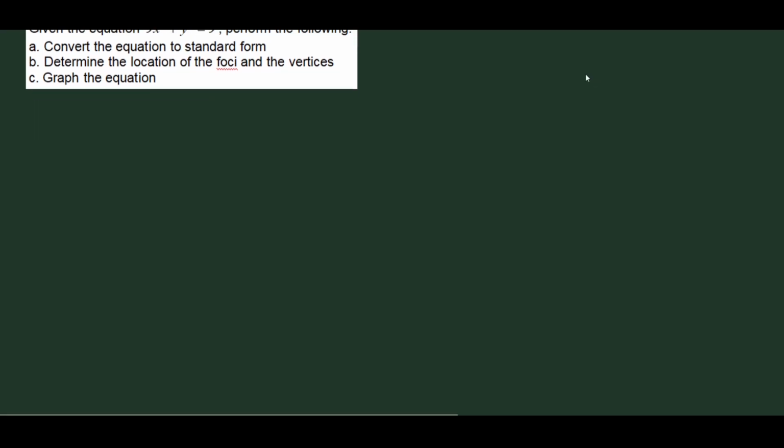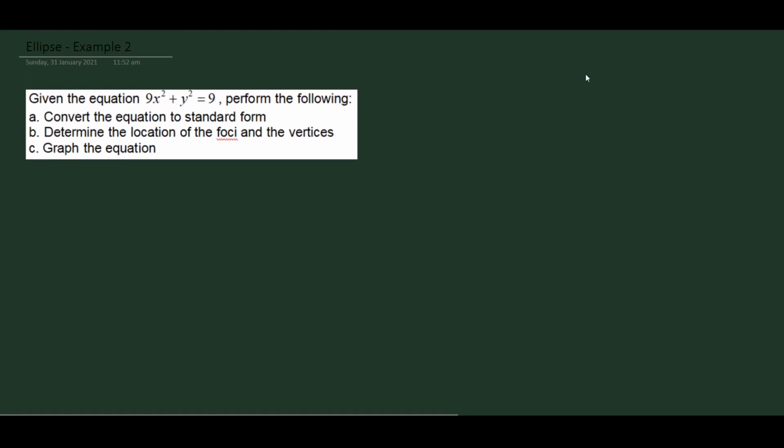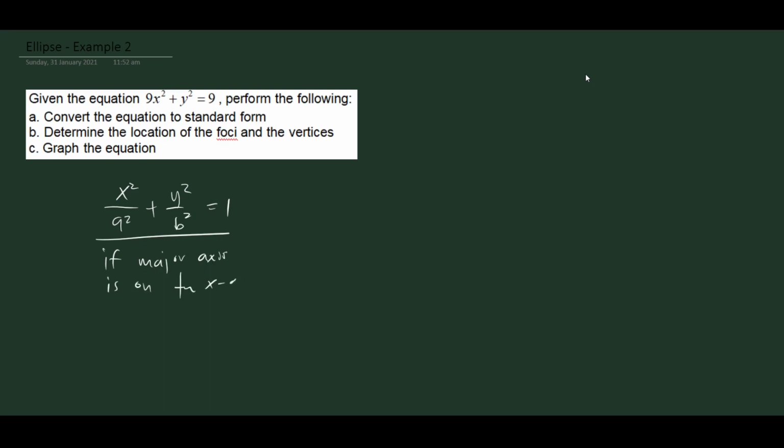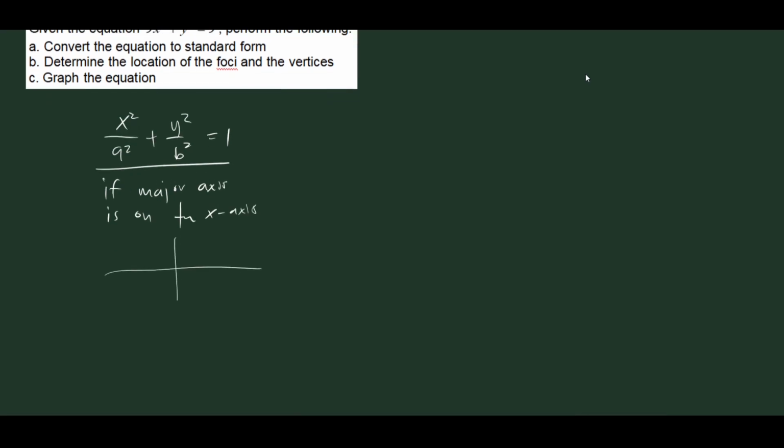Okay, so convert the equation to standard form. So what exactly are our standard forms? So the standard forms are x squared over a squared plus y squared over b squared is equal to 1. Now, what is this standard form again? If the major axis is on the x-axis, okay? So, meaning our ellipse is elongated along the horizontal like that.